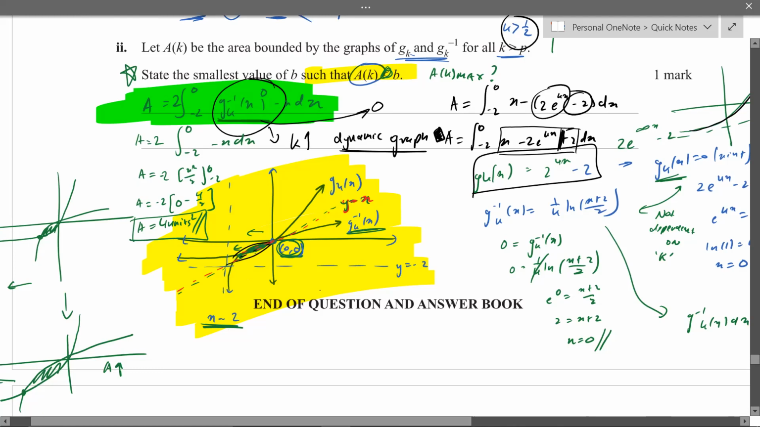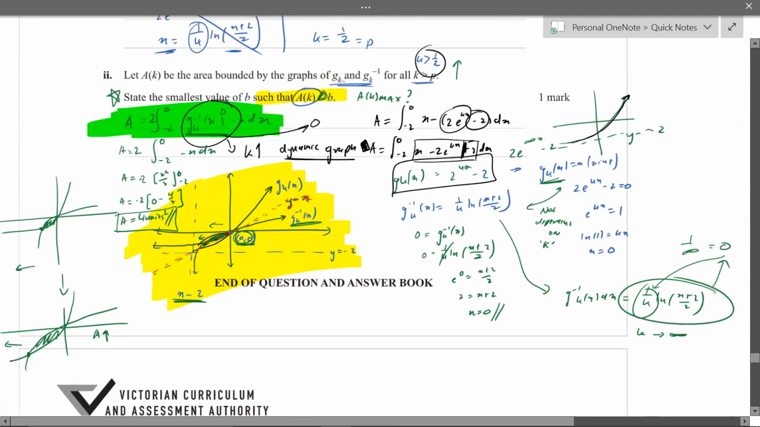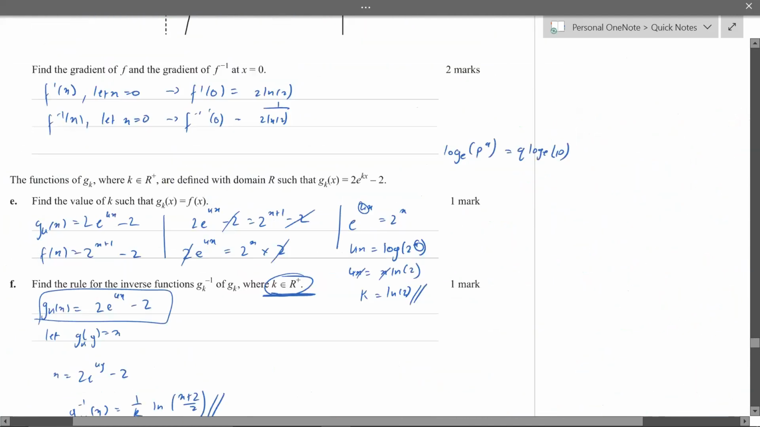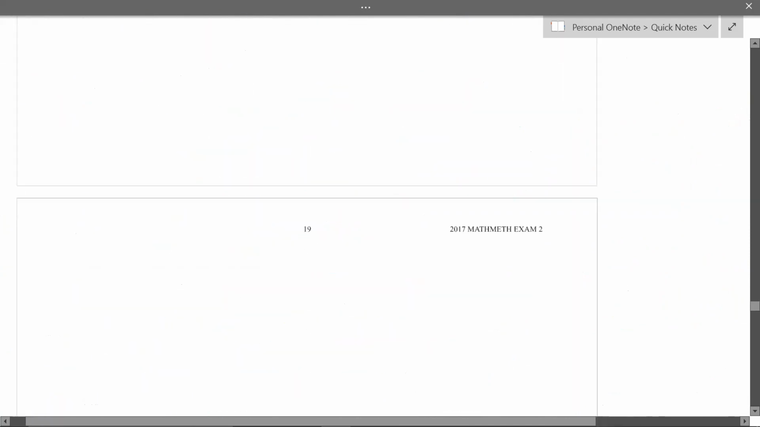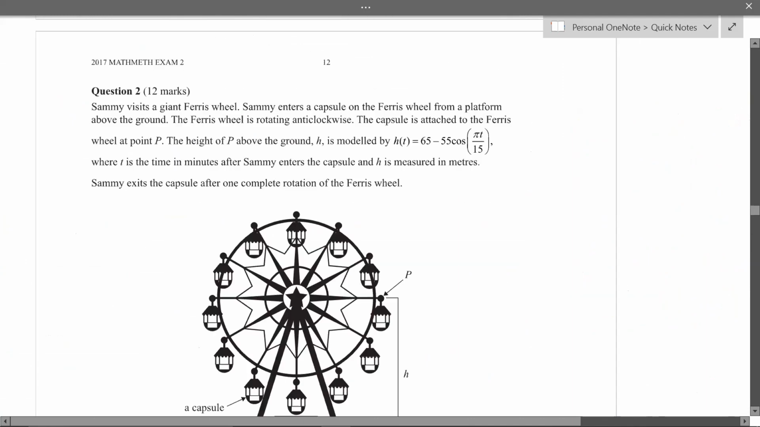I took like half an hour on this question, which is not a good amount of time. But yeah, that's question 4. The next question is question 2. Question 2 is the trig question, I think. Yep.